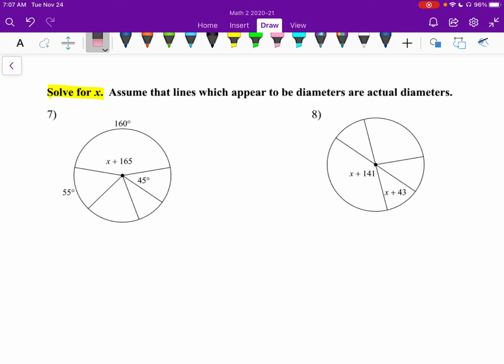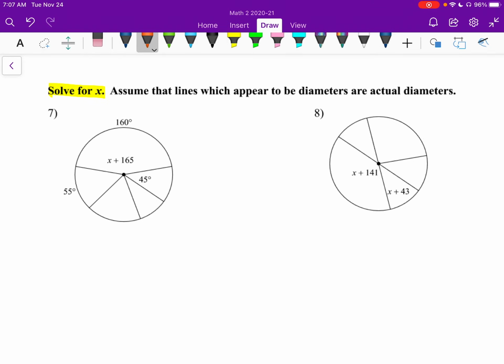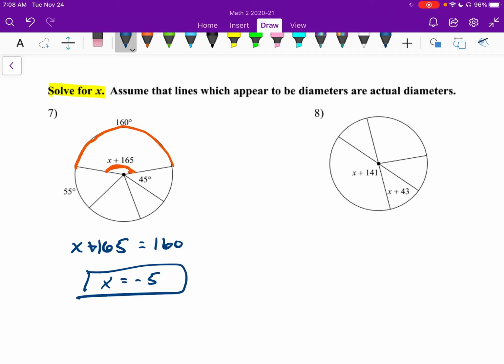So here, what do I want to do? So I'm trying to find x plus 65. That's this angle here. Well, I have the arc right there. So I know that the angle is equal to the arc. So x plus 65, plus 165 is 160. So whenever I subtract there, I get, well, x is negative 5. Nice and easy. Notice that a lot of these will give you all kinds of extra information that you don't need, okay? Just because something is listed does not mean that you have to use it.